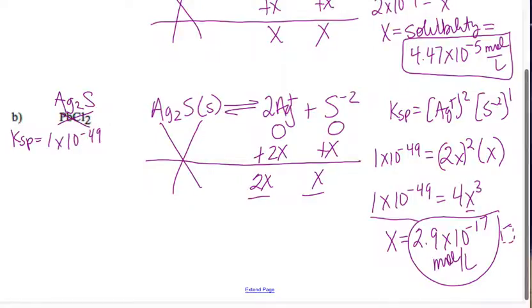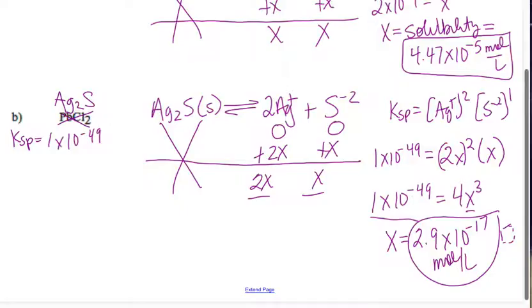So I'm not saying we lied. Silver sulfide's really not soluble. And so when we're doing reaction prediction and things like that, we're not going to see that as something that's going to be in ions. We're going to see that as a solid. Very little that actually dissolves. Okay?